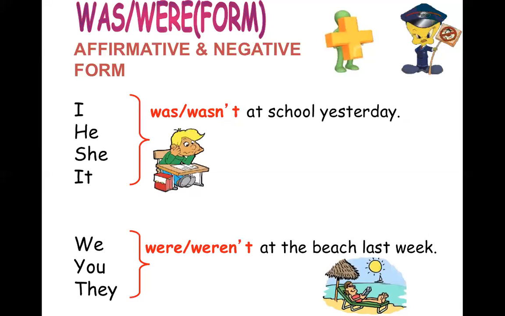When you use the person I, he, she, or it, you use was or wasn't. When you use we, you, or they, you use were or weren't. For example, we were at the beach last week. So remember these rules because it's important. Remember that the verb to be changes with the person that you use.